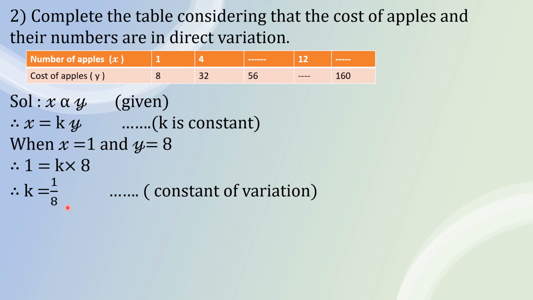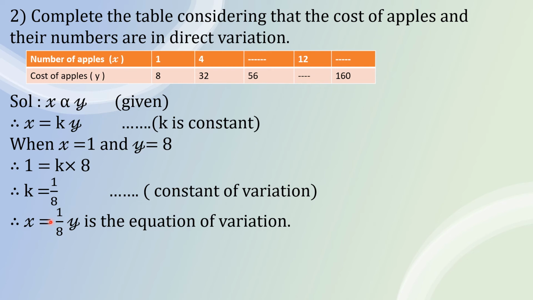Now students will write down the equation of variation. So therefore x equal to, in place of k we write 1 upon 8 into y, is the equation of variation. By writing the equation of variation, it becomes easy to solve the sums. Now by using the equation of variation, you can find the number of apples when the cost of apples is 56. So x equal to 1 upon 8 into, in place of y, what will you write? 56.